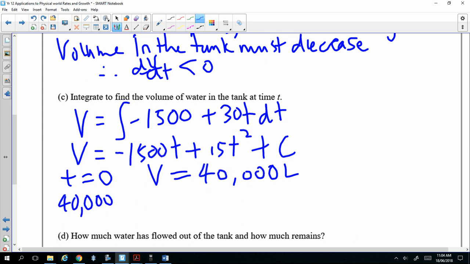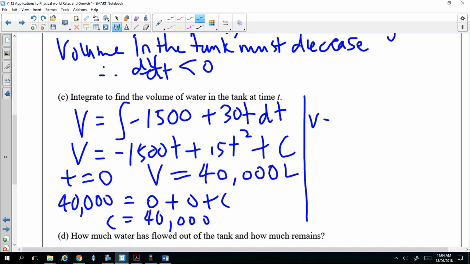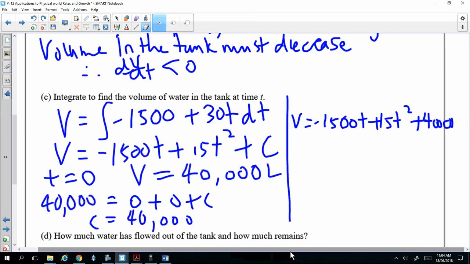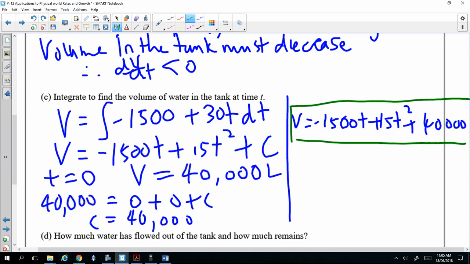And then you update your formula, so you write V equals negative 1,500t plus 15t squared plus 40,000. Let me write this again, plus 40,000. That's your formula, which you may have to use in the second part. Okay, done. Right, good. Any question? Okay, good. So now after we do this, we can answer the second part. Have a read of the second part, part D.